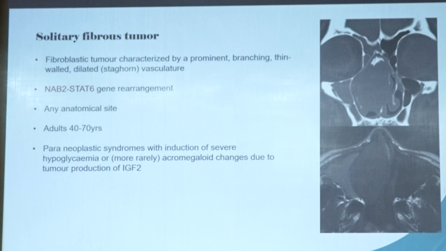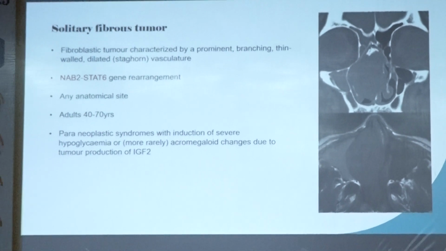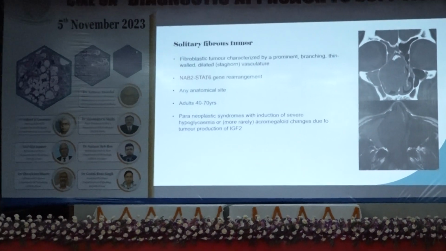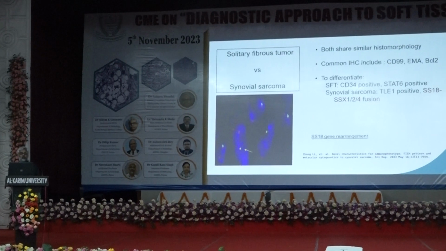So solitary fibrous tumor we have already talked about. There will be a STAT6 NAB2 gene rearrangement, and 40 to 70 years of age is the commonest age. The problem is why I gave hypoglycemia, because these tumors have a growth factor playing a role in this tumor's growth, which is insulin-like growth factor. So once you have a patient under the influence of something like insulin, it also would give you a hypoglycemic picture. So the tumor grows under the influence of insulin-like growth factor.